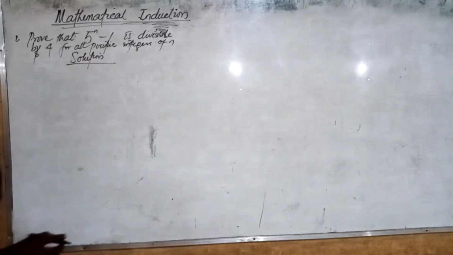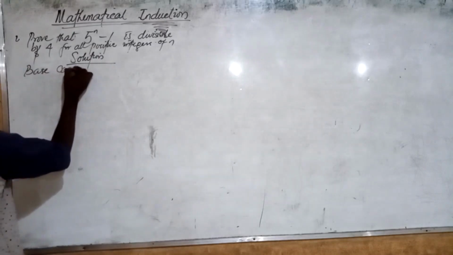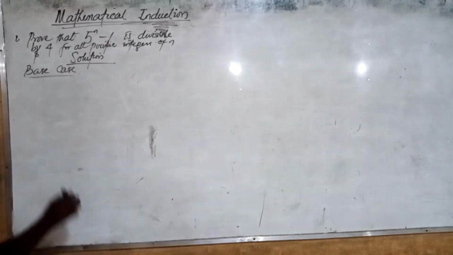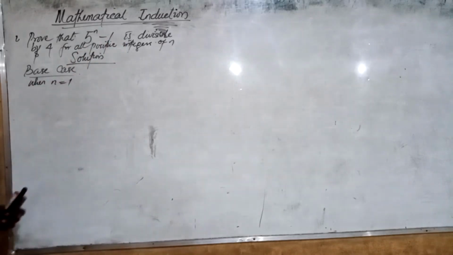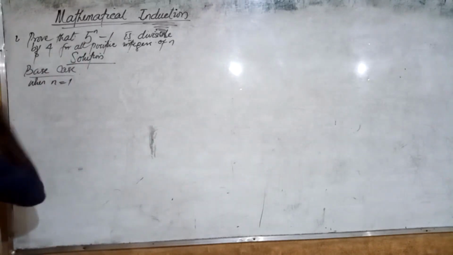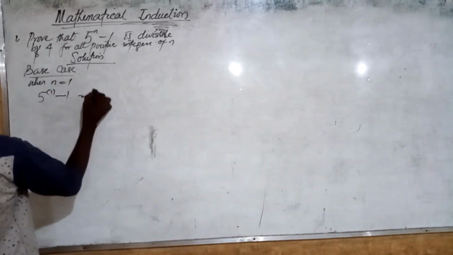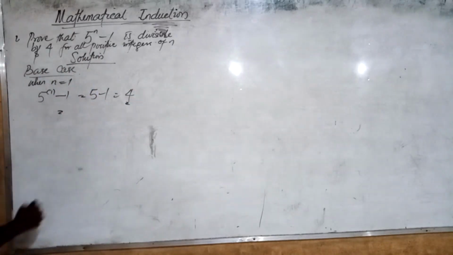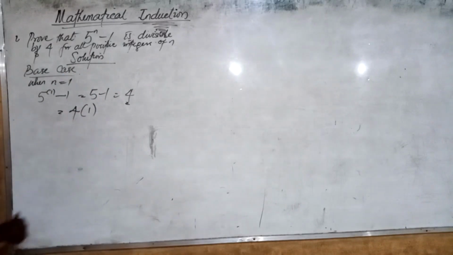We start with the base case. In the base case, we slot in the first value that we want to test for. For example, we usually test for when n equals 1. So let's see if this statement is valid when n is equal to 1. If n is equal to 1, we have 5 to the power of 1 minus 1, and this becomes 5 minus 1, which is 4. So is this divisible by 4? Yes, it is divisible by 4. And how do you prove that? It will be 4 into bracket 1. So it is divisible by 4.